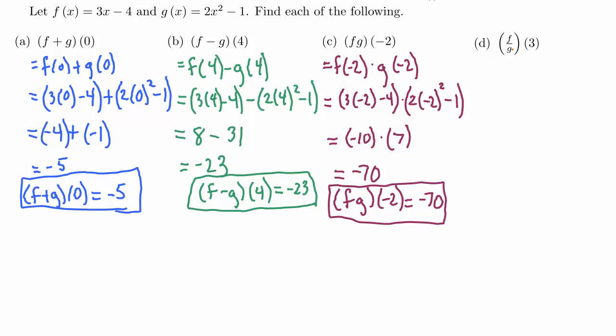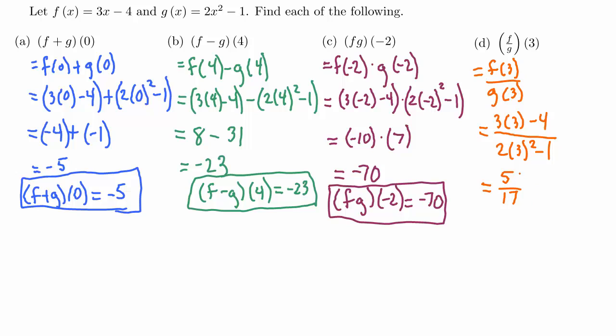Letter D, division. So we have f of 3 divided by g of 3. f of 3 means 3 times 3 minus 4, divided by g of 3 means 2 times 3 squared minus 1. And then simplifying, 3 times 3 is 9, minus 4 is 5, divided by 3 squared is 9, times 2 is 18, minus 1 is 17.